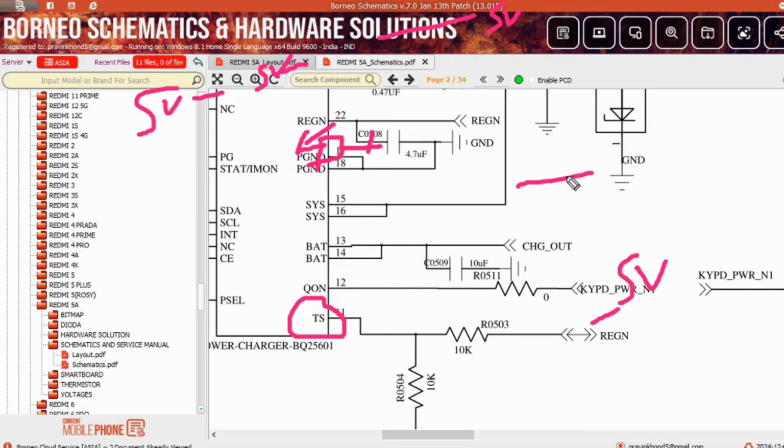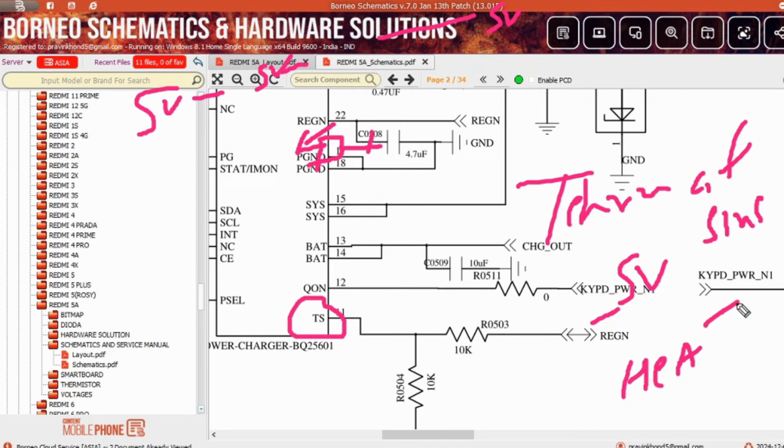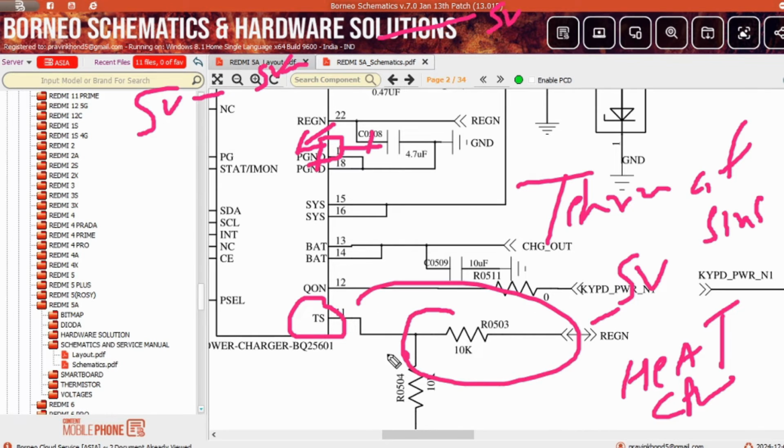TS means thermal sensing. It is to sense if this IC heats up, so the CPU can sense it. So this point is the thermal sensing point. At this point you can see two resistors, 10K each, creating a divider circuit. Now what is a divider circuit? I have already explained in previous videos. Go and check them out. This line is for thermal sensing with a thermal divider circuit.